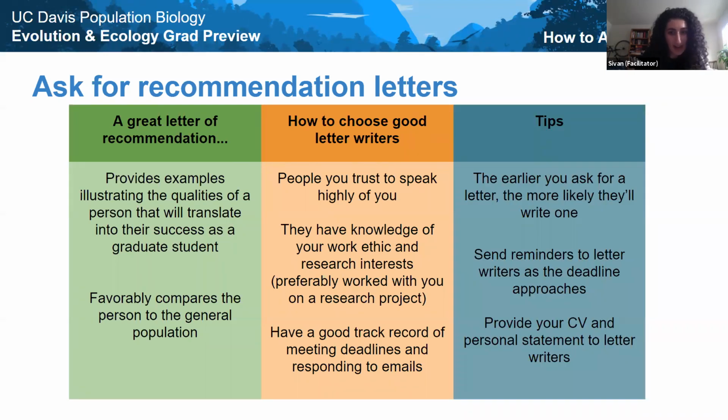So some tips we have are that the earlier you ask for a letter, the more likely they'll write one, because many people are probably asking them. It's also really helpful to send reminders to the letter writers as the deadline approaches. And it does help to give them a spreadsheet or list with all the schools and the dates that they're due, because they have to navigate to different portals to submit the letters, and they only know to do that because they get an email from the program and they might miss those. So it's totally best to just give them all of the information and help them keep track.